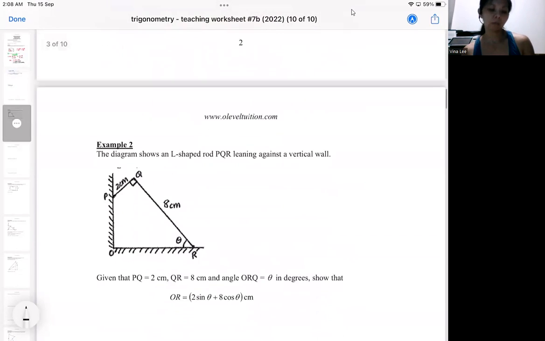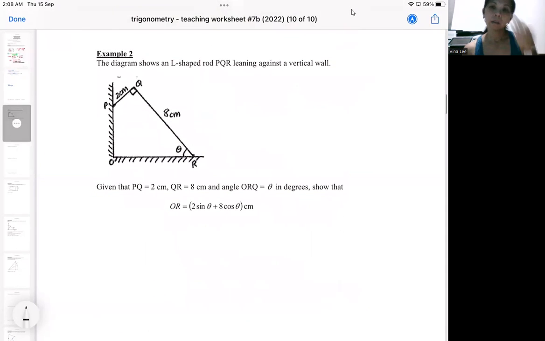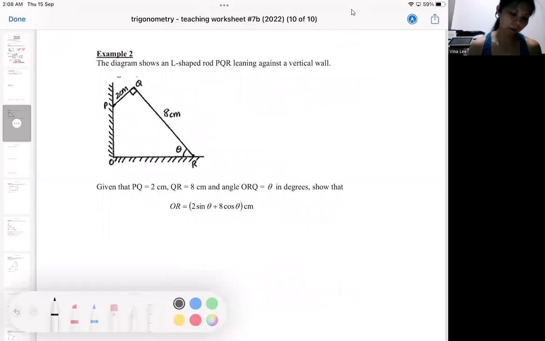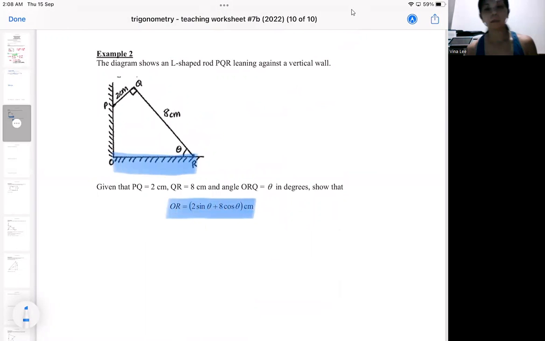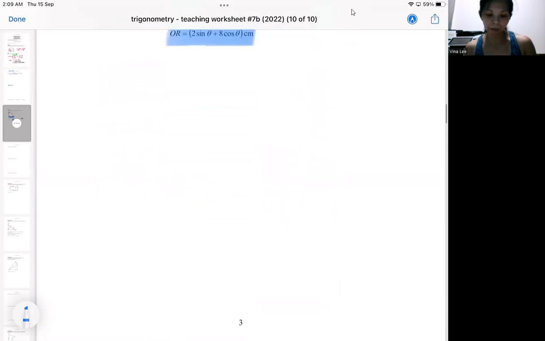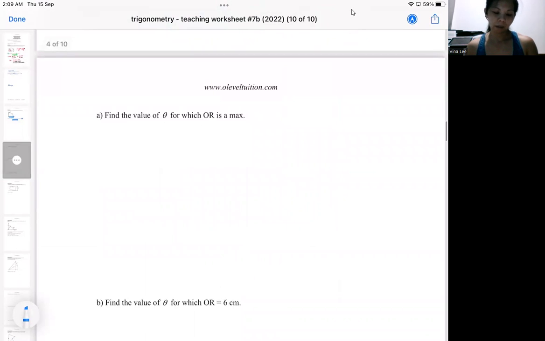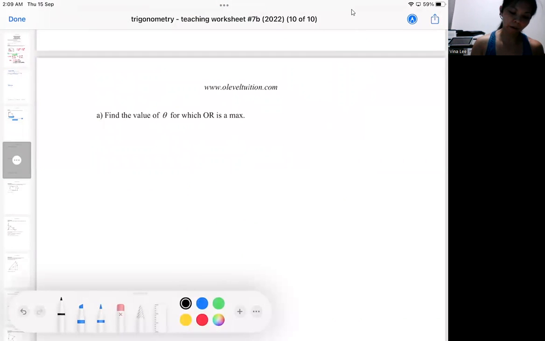Okay, so let's look at another proving. This proving is not so easy. In this question, they give us a diagram, and then you're supposed to show OR. So if you observe carefully, OR is here. How on earth will OR become this? Again, this is the proving that you need to learn. So if you can't prove it, never mind. Take that and do your converted R formula.